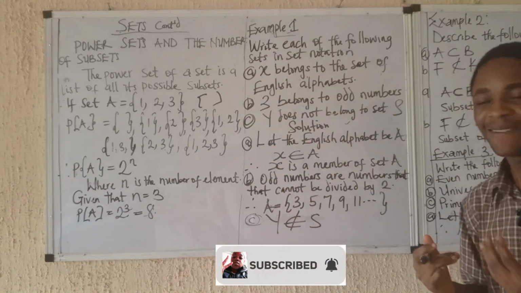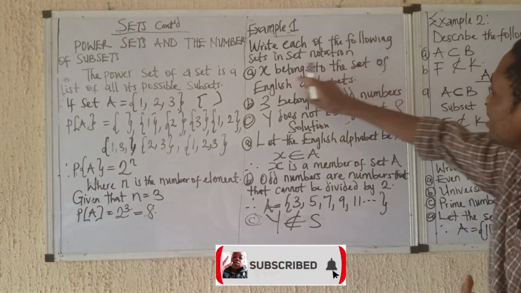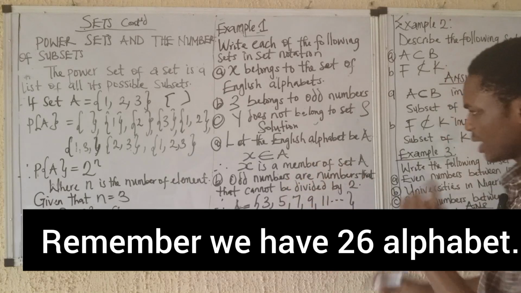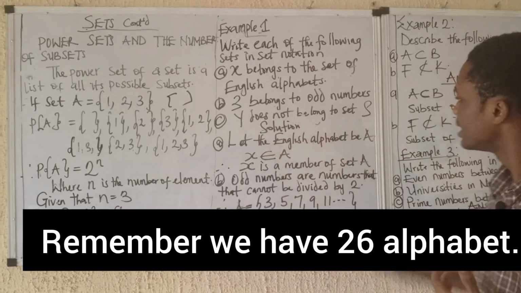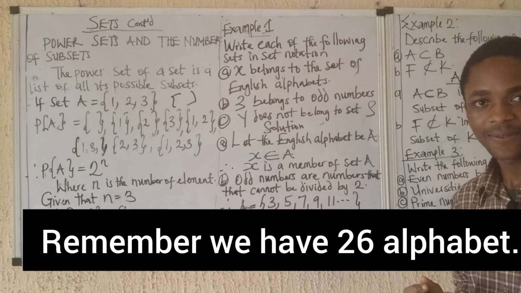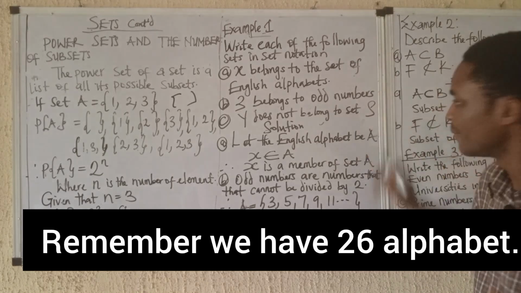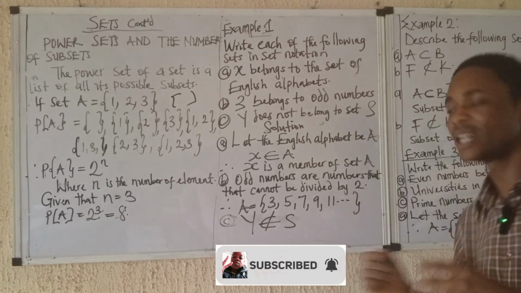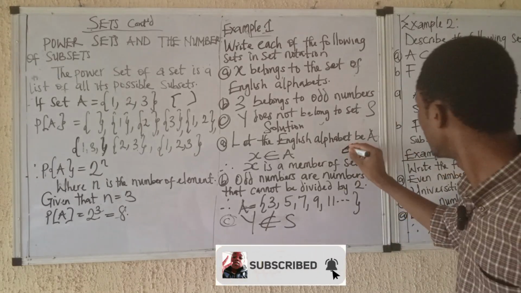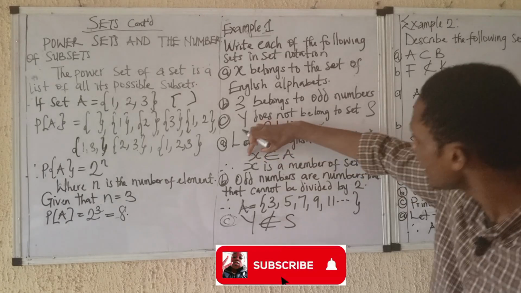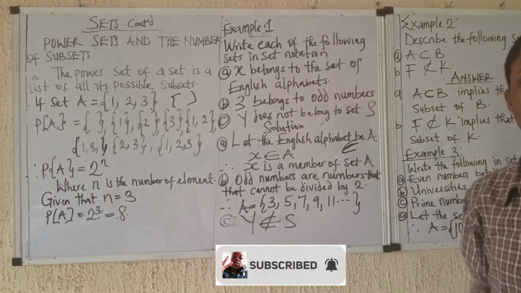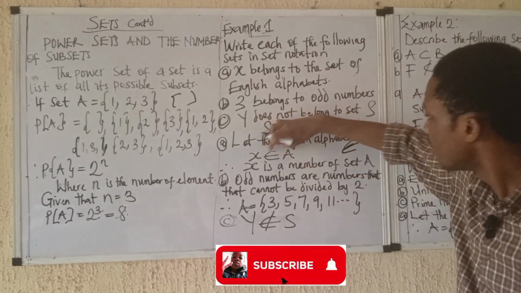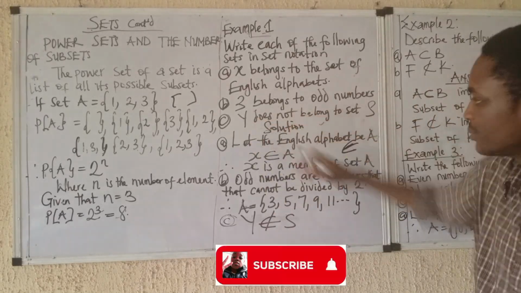Since X belongs to the set of English alphabet, which may be A, B, C, I say let the English alphabet be A. Therefore, X is an element. When we say something is an element of a set, we use this symbol here. That means X is an element of A, X belongs to A, X is a member of set A. So this is the answer for this one.